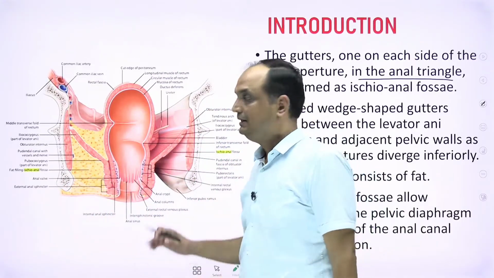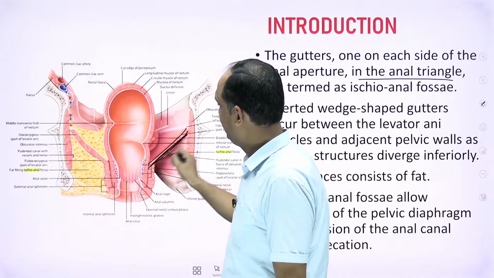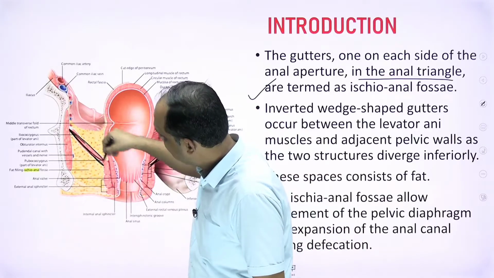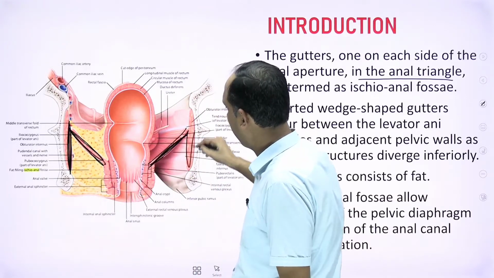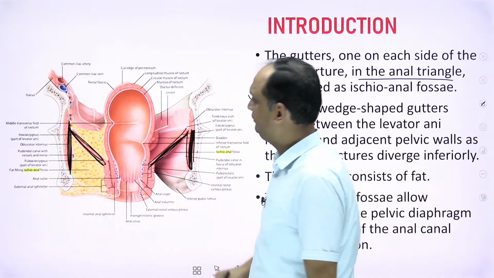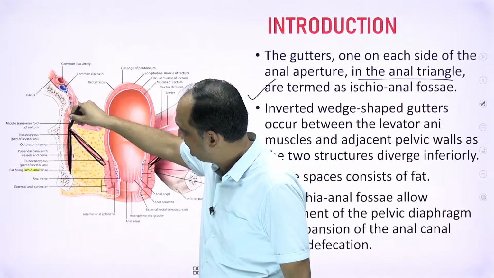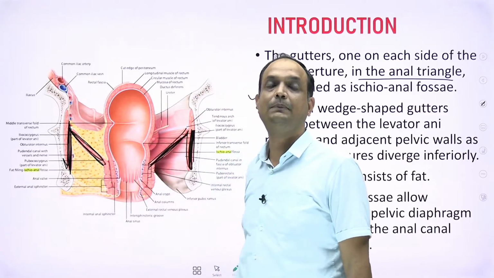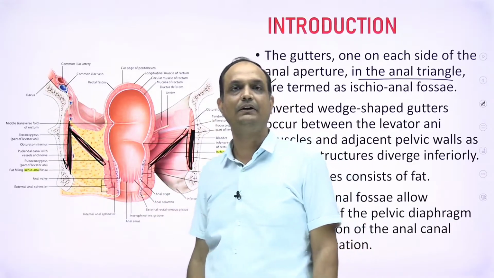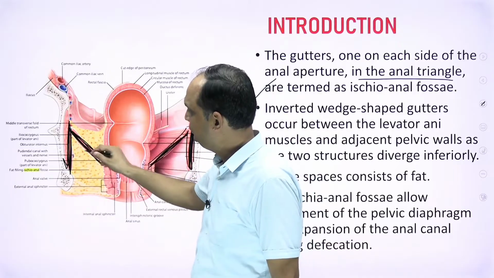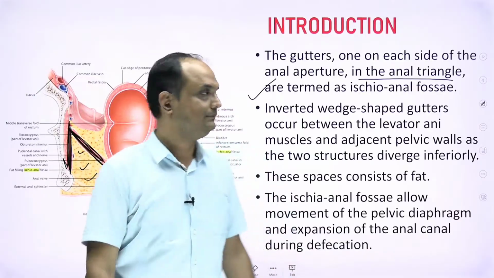When you see this image, you can understand that this is your pelvic diaphragm. Now when you go down, this is the wall on the inner side of the hip bone, known as the lateral pelvic wall. On this lateral pelvic wall you have a muscle known as obturator internus. When you go down, you will find there is a divergence. This is a vertical straight pelvic wall, and this is your pelvic diaphragm. In between these two you have these spaces, and these are known as ischioanal fossa.